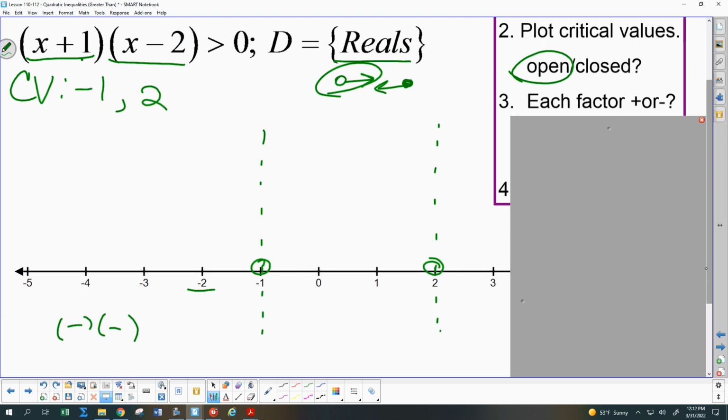And this had parentheses times parentheses. So if I take negative times negative, what do I get? Is a positive what I want on this problem? Something times something, I get a positive. Is a positive bigger than 0? So that's going to make this true. So I'm going to do a happy face. I like that section, so I'm going to shade that section in. That one test point tells me to shade everything in that section.